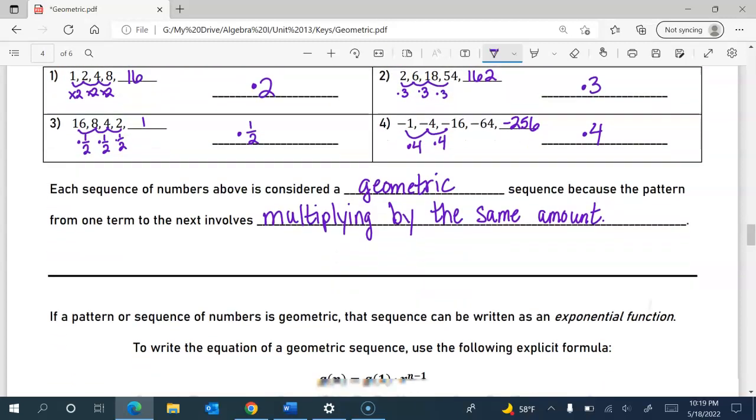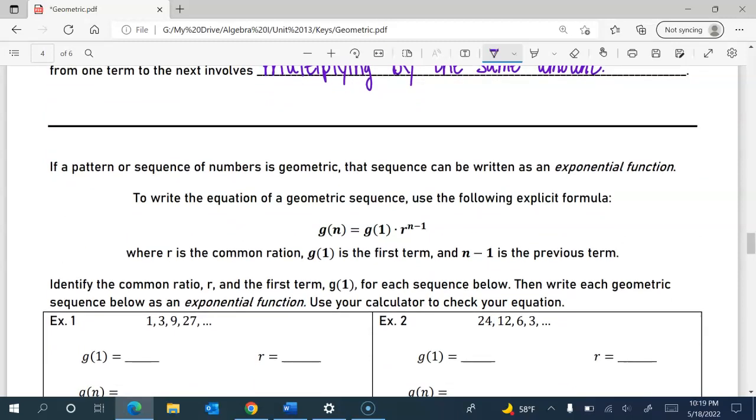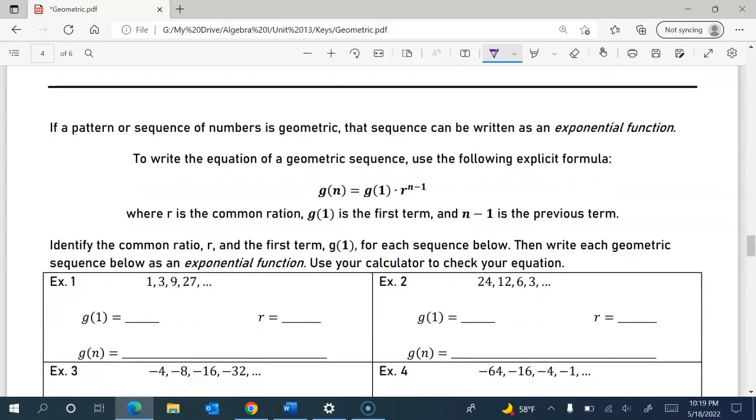Okay. So if we move down here, the notes are very similar to yesterday's, but obviously now we're working with geometric sequences rather than arithmetic. So if a pattern or sequence of numbers is geometric, that sequence can be written as an exponential function, right? Yesterday we were working with linear, but today it's exponential. So to write the equation of a geometric sequence, this is our explicit formula. We had one yesterday, this one's slightly different. Still in function notation, g of n equals g of 1 times, that little dot right there is times, r to the n minus 1.